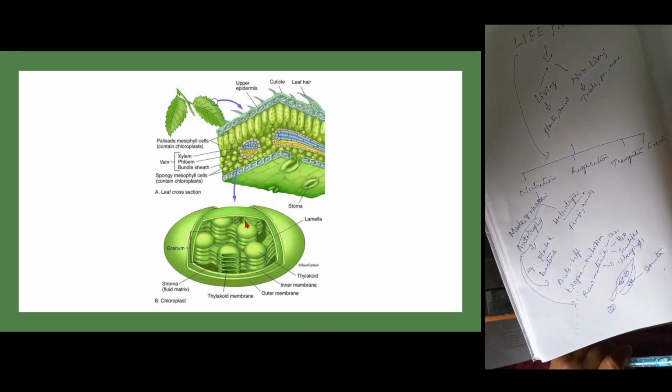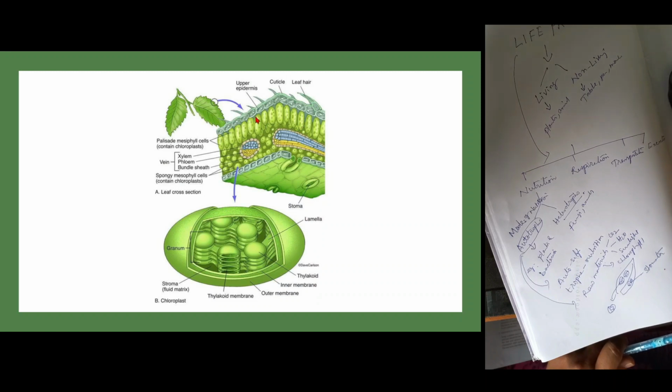Next, as we study the leaf, the green colored part is called the chloroplast. This is the transverse section of the leaf. You might have seen here the guard cells. The stomata are present on the lower side of the leaf. And this is the cross section of the leaf, the internal structure of the leaf.